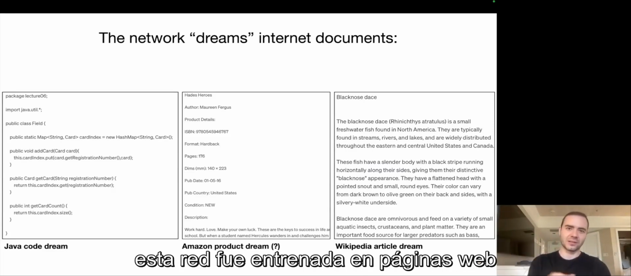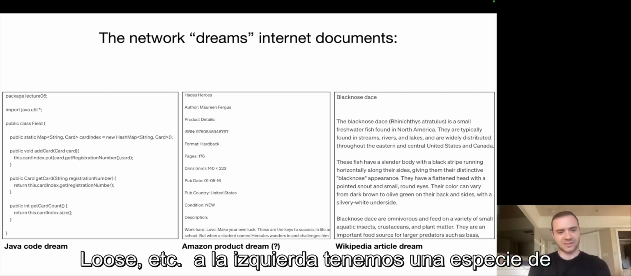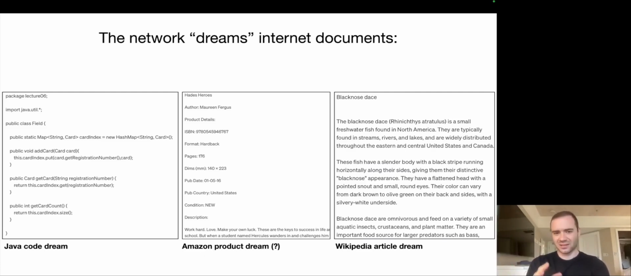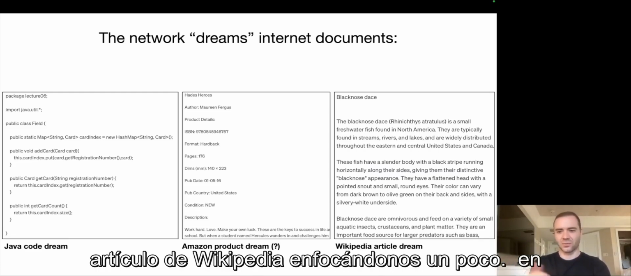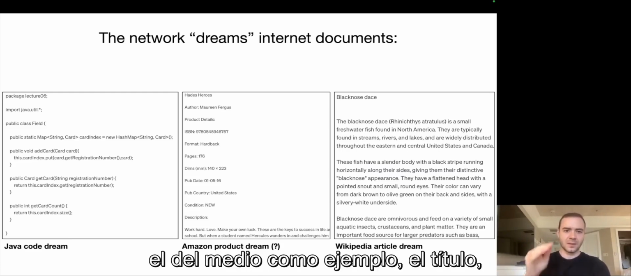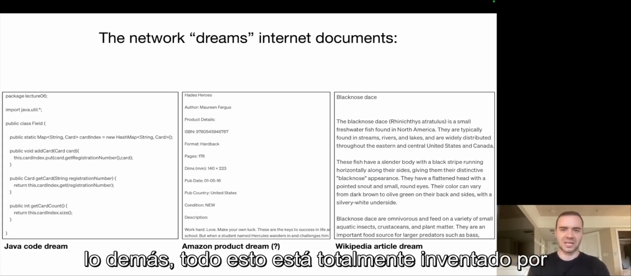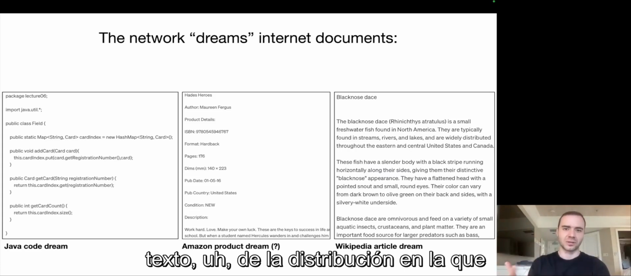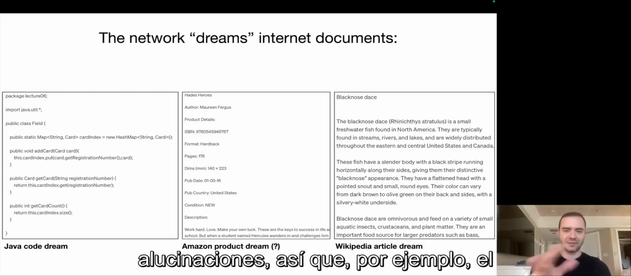Because this network was trained on web pages, and then you can sort of like let it loose. So on the left, we have some kind of a Java code dream, it looks like. In the middle, we have what looks like almost like an Amazon product dream. And on the right, we have something that almost looks like a Wikipedia article. Focusing for a bit on the middle one as an example, the title, the author, the ISBN number, everything else, this is all just totally made up by the network. The network is dreaming text from the distribution that it was trained on. It's just mimicking these documents. But this is all kind of like hallucinated.